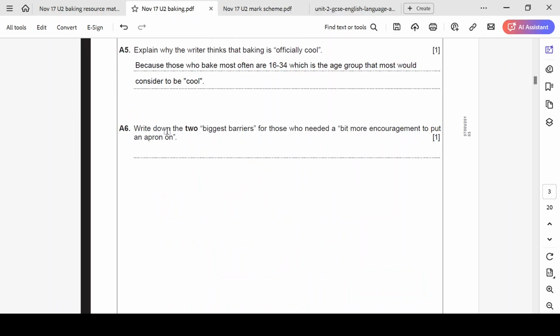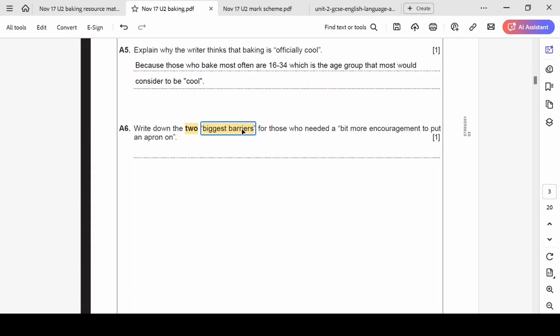So question 6, the examiners have highlighted already in bold the word two. So they're making sure, or trying to make sure, that I know that I need to find 2 barriers. If I only find 1, even if it's correct, I won't get half a mark. I'll just get 0. So I need to make sure I find 2.